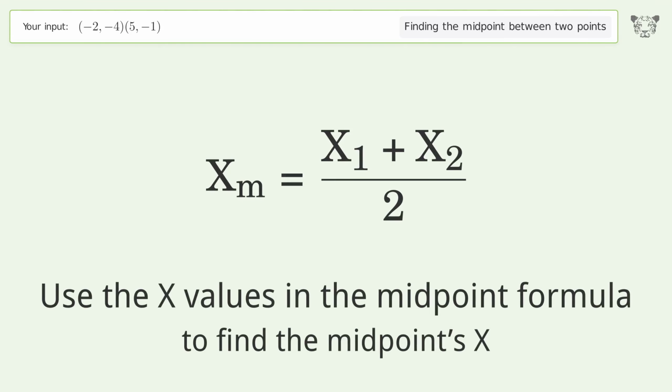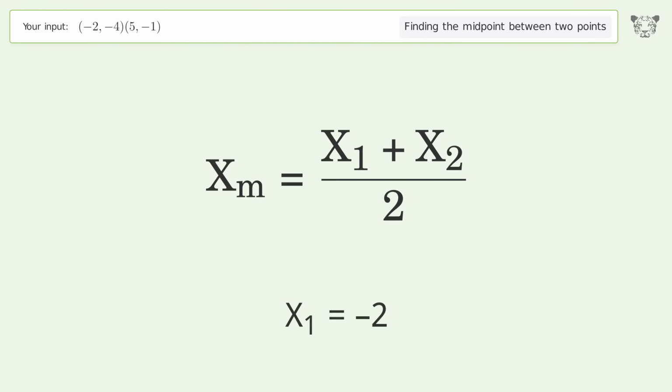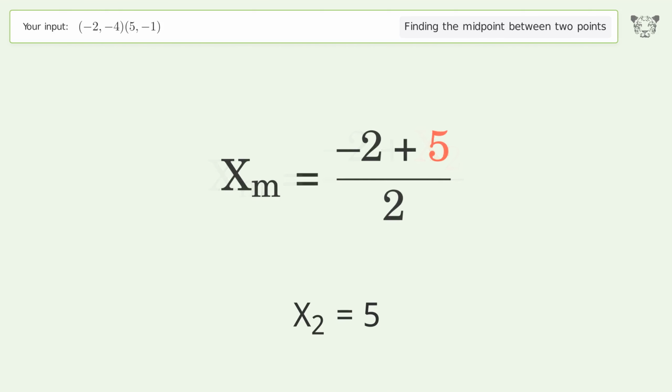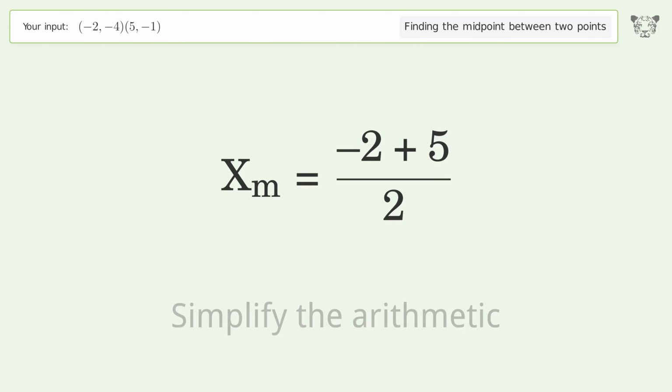Use the x values in the midpoint formula to find the midpoints x. x1 equals negative 2. x2 equals 5. Simplify the arithmetic.